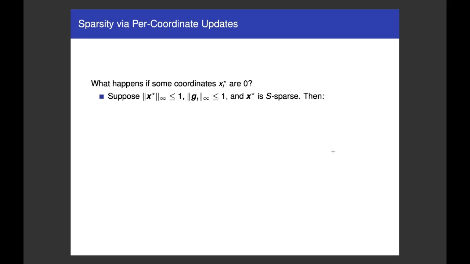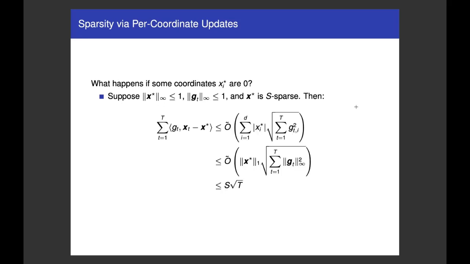Well, if the optimal point x star is sparse, say that many of the coordinates are 0, and let's also assume for simplicity that its infinity norm is bounded by 1 and it's S sparse, then we can just plug and chug the equations to show that this norm of g_t squared is bounded by the infinity norm of gradients. So this whole thing is bounded by the 1 norm of x star times the square root of the sum of the squared infinity norms of the gradients. And if you like, you can also bound this by S times the square root of T. So depending on your mathematical aesthetics, you may prefer this bound or this bound, but either way, it's clear that we're getting some gain when x star is sparse.